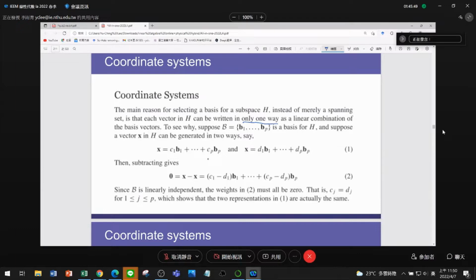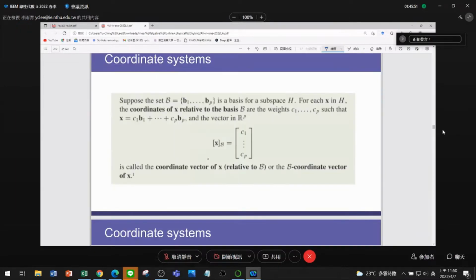And what does that coordinate system mean? Suppose we are given a set of vectors. This set, a capital B, being the collection of basis vectors, B1 to BP is a basis. So the next thing we introduce is what a standard basis is.